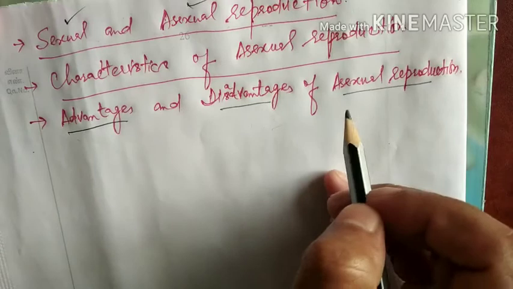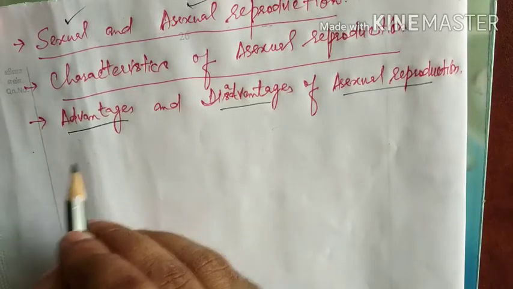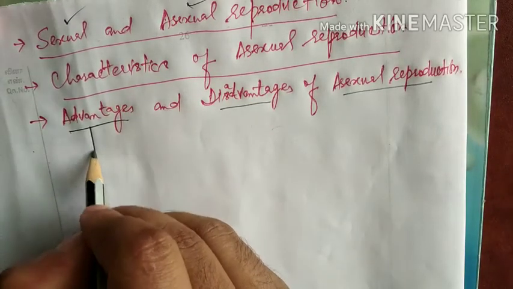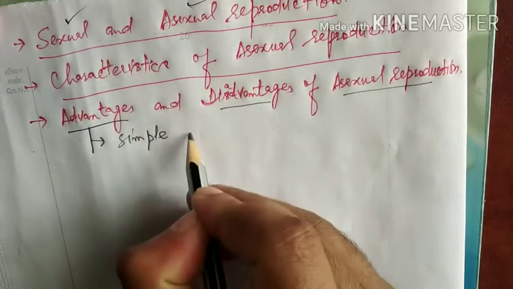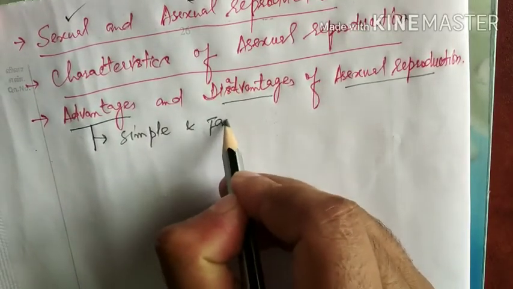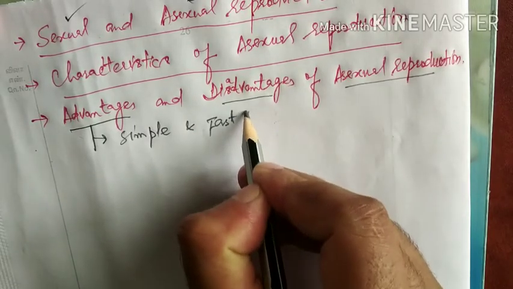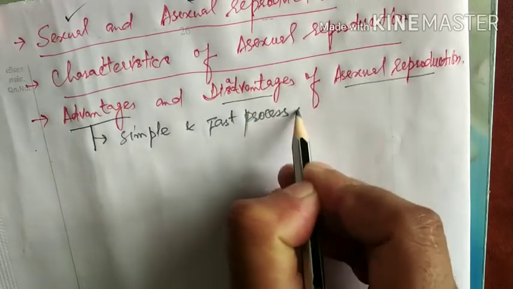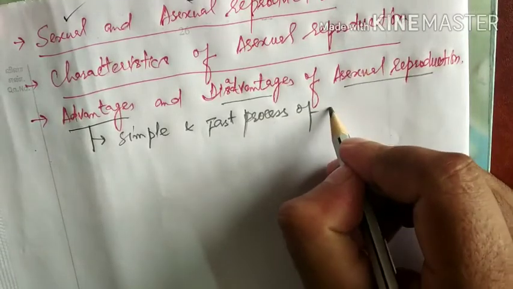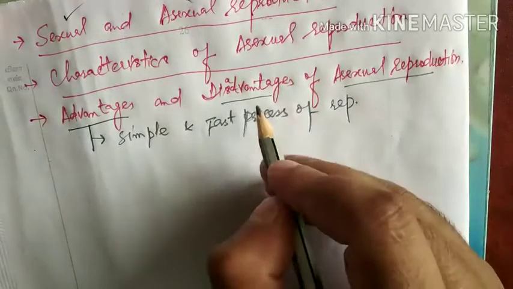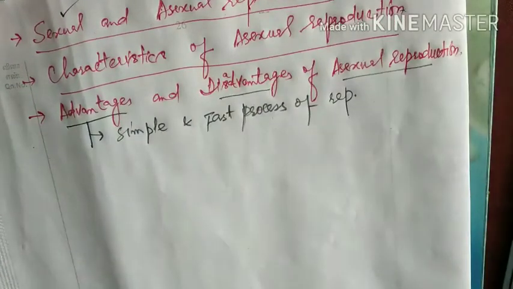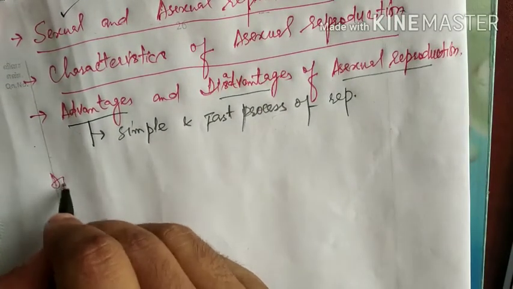Although asexual reproduction is very important, it is a very simple and fast process of reproduction. But there are some disadvantages which we need to know. The disadvantages are many.